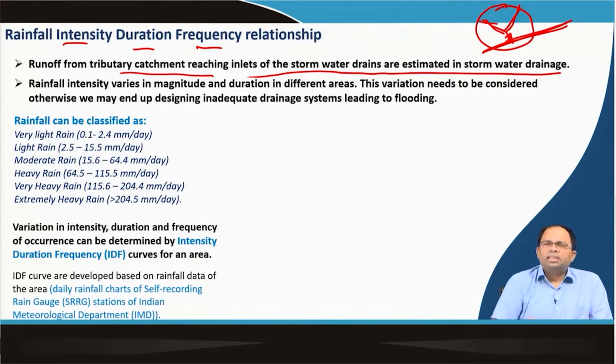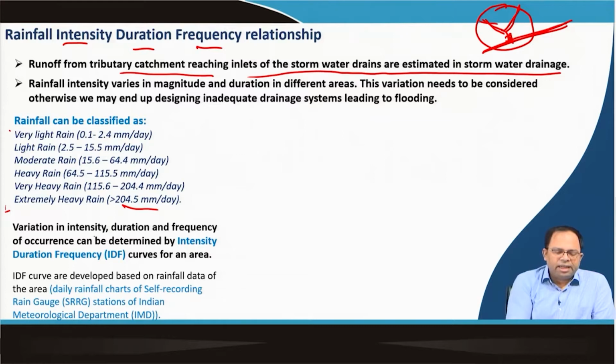So, rainfall could be classified as very light rain, moderate rain, heavy rain, very heavy rain and extremely heavy rain. Extremely heavy rain is greater than 204.5 millimeter per day, heavy rain is around 64 to 115 millimeter per day. So, you can understand these figures, right. These are just terms that we use to classify different types of rainfall. But we actually need to work with the exact figures of the rainfall to determine the stormwater drainage.